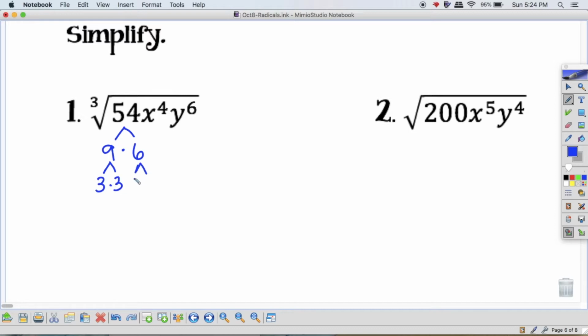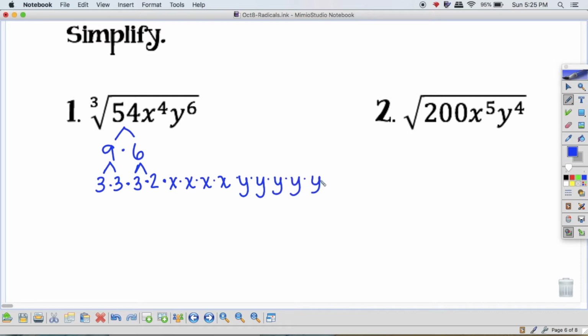I could break down 6 into 3 times 2. Okay, and then I'm going to see if I could break any of these down anymore, but I cannot. So make sure you bring down everything from the tree into one big line. Then I want to see what x to the 4th power is. I'm just going to expand that. That's x multiplied by itself 4 times and y multiplied by itself 6 times.